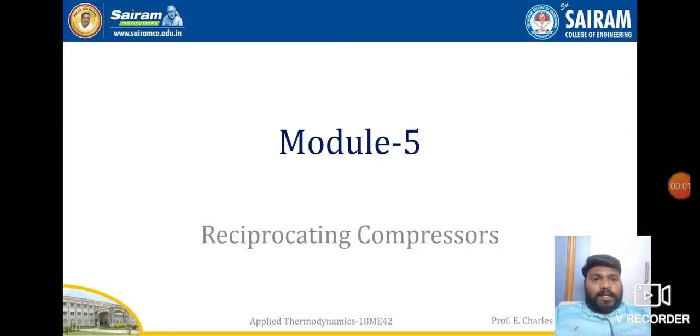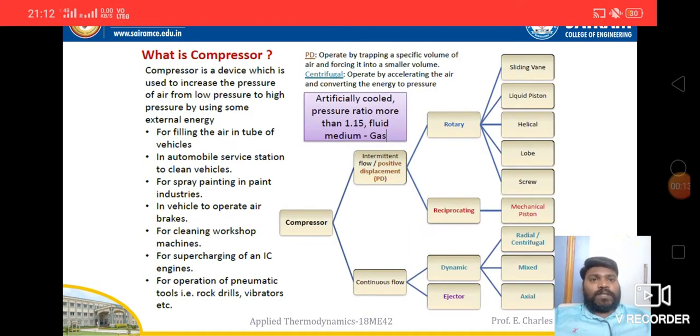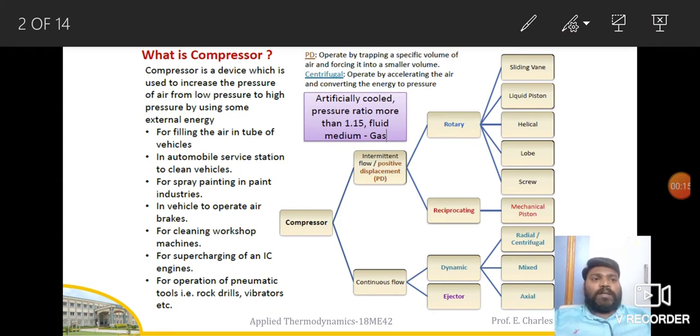Hi students, in my last video we saw the basic introduction to reciprocating compressors. In this video we will see reciprocating compressors in a detailed way. First and foremost, let us see what this compressor is all about.